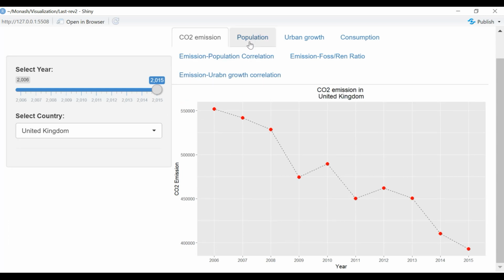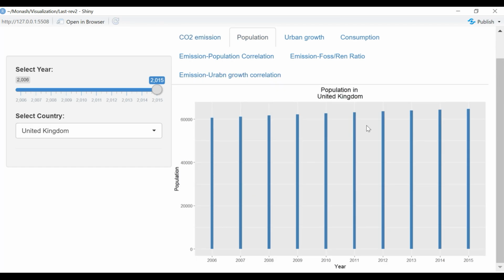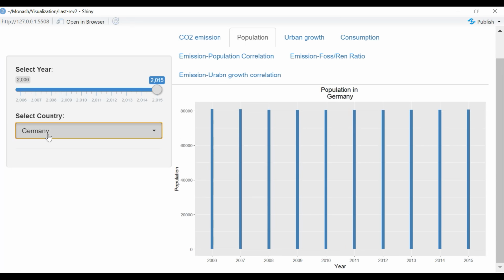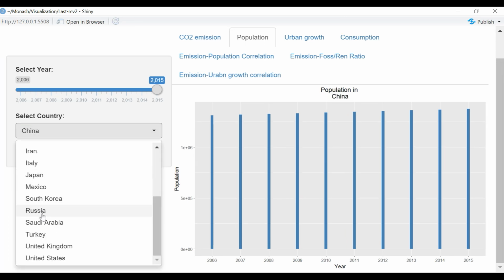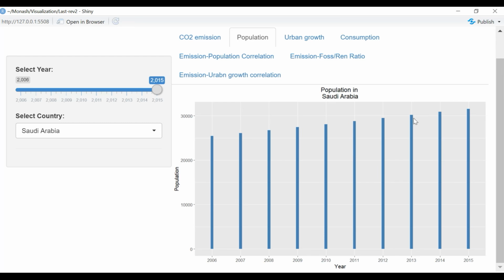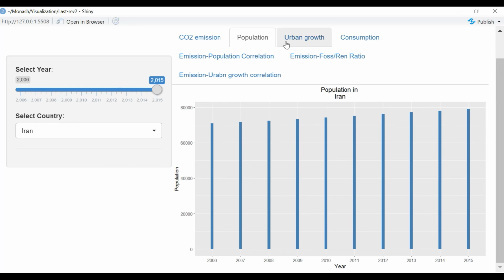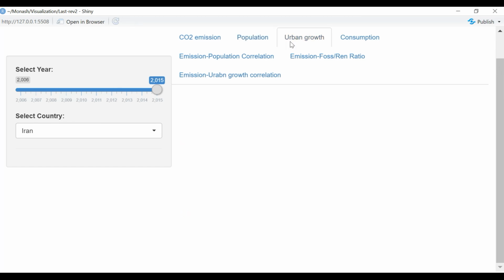I can take a look at the population. So for the United Kingdom, here is the change in the population from 2006 to 2015 with the bars. We can take a look at Italy, for example, or Japan, which, as you can see, has no significant change. Germany is the same. Or we can take a look at France, China. Looking at, for example, Saudi Arabia, you can see a bigger change here, or Iran is a bigger change here.